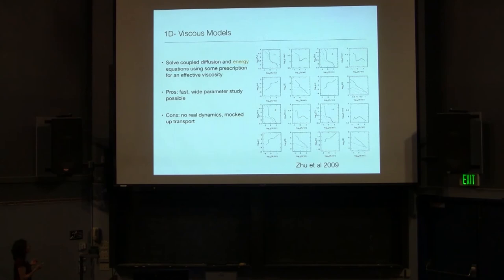You can think of this as sort of intermediate between doing the pen and paper analytic calculations that tell us the order of magnitude. This is one step up from that, where you're including a little bit more physics, but you're certainly not resolving your modes of angular momentum transport.